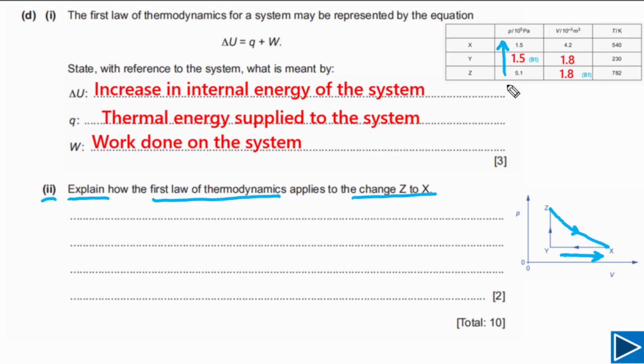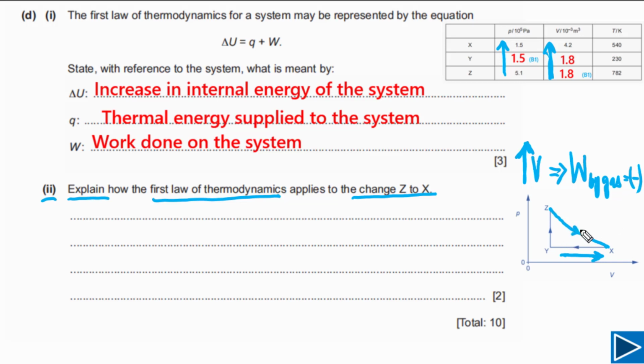We can also find out from this table, if you go from Z to X, this is the value of P actually, but if you look at the value of V, you can see from Z to X, V is increasing. So this is an expansion process. If it is expansion, it means work is done by the system, or we can say work is done by gas, and work done by gas is taken as negative. So this is one thing we can get from this PV diagram.